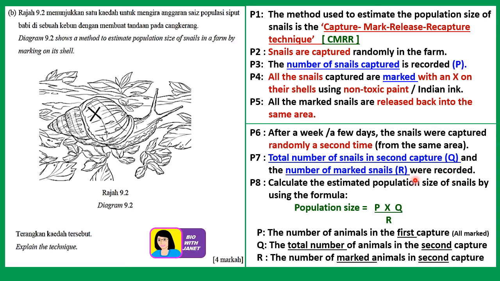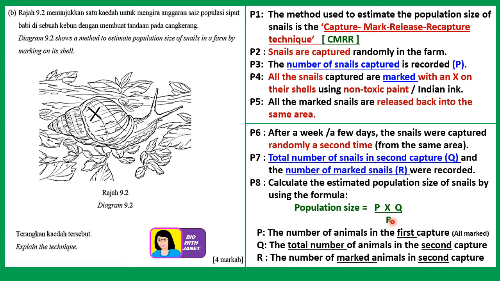So the estimated population size of the snails is calculated by using the formula: population size equals P times Q over R, where P stands for the number of snails captured in the first capture, which were all marked, Q is the total number of snails in the second capture, and R is the number of marked snails in the second capture.